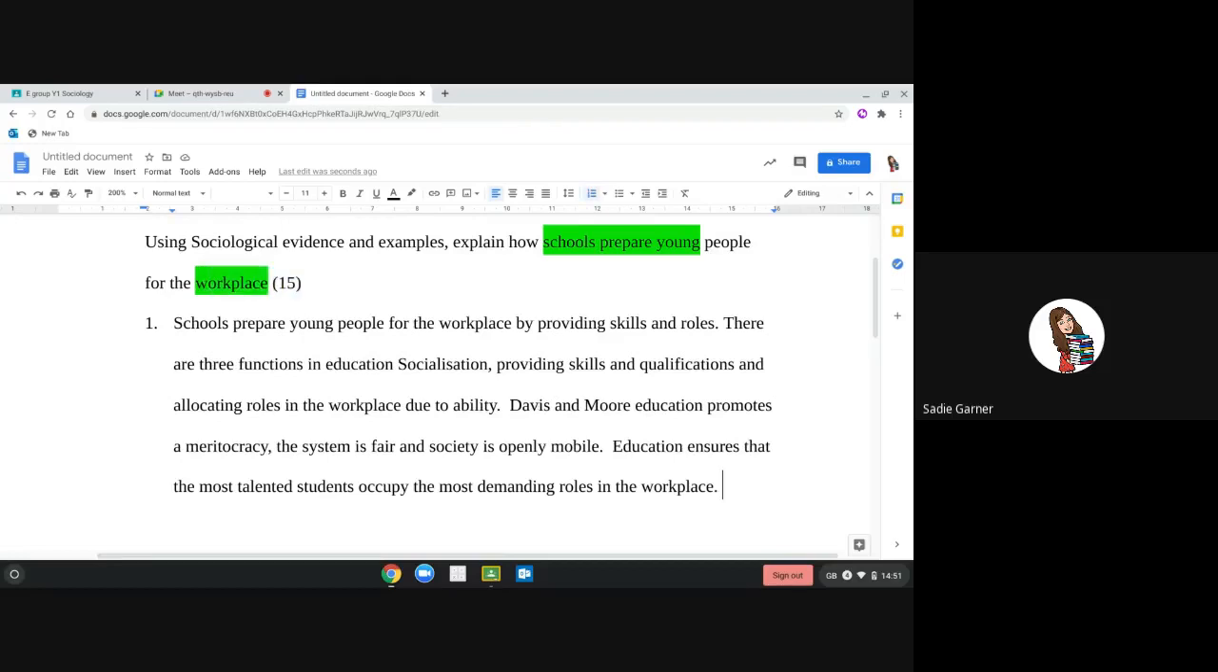Now, I always aim, or you should always aim at a 15 marker in a paragraph to try and produce three sociologists where possible. So I've got the three functions, which isn't a sociologist, but it's definitely knowledge. I've got Davis and Moore. And then I think, well, actually, for Parsons, it's teaching young people that they have to work hard, which would prepare them very well for the workplace.